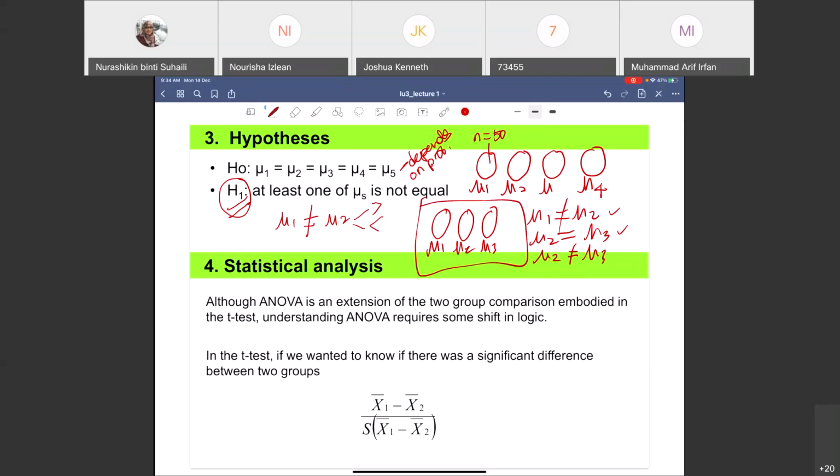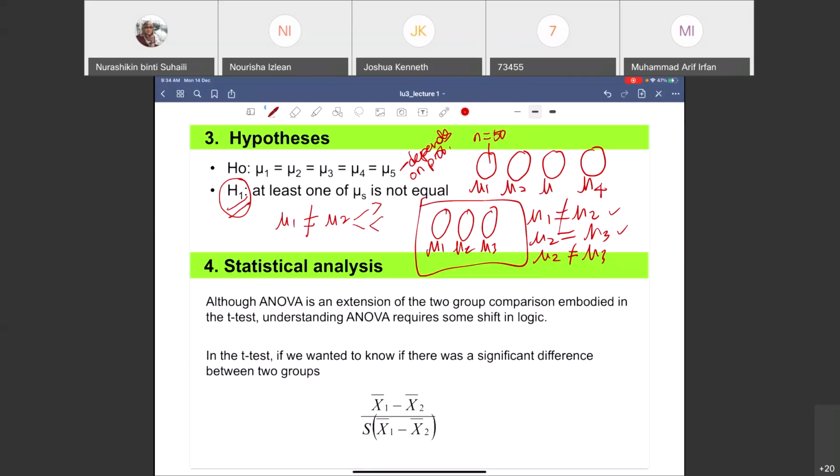If you have more than 3, if you have 4, 5, 6, and 7, you have to create all the possible combinations or pairs. But this is just to explain to you: at least one of the mu is not equal. That's enough to make the whole situation fall under the alternative hypothesis.